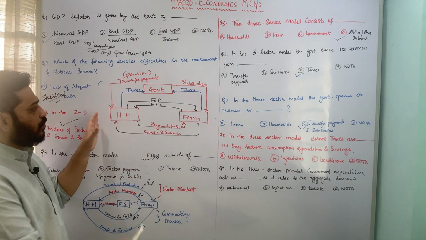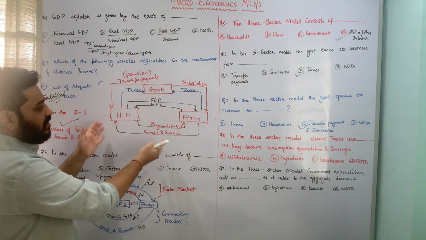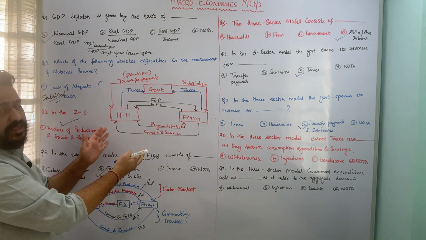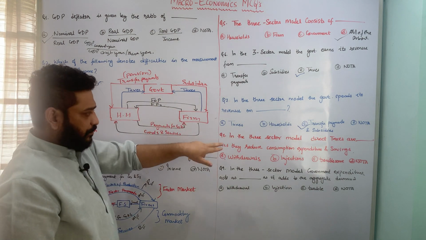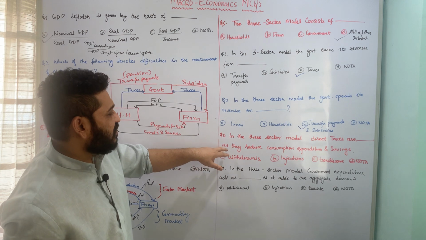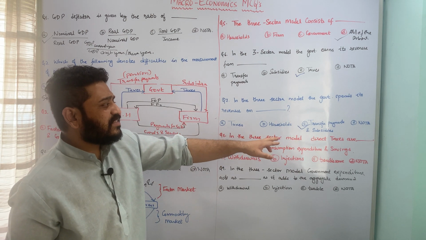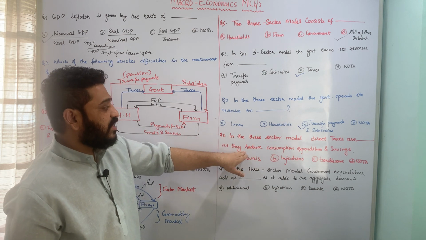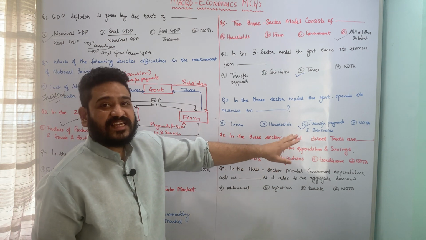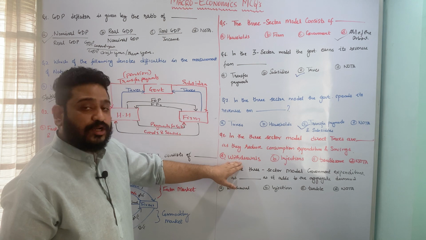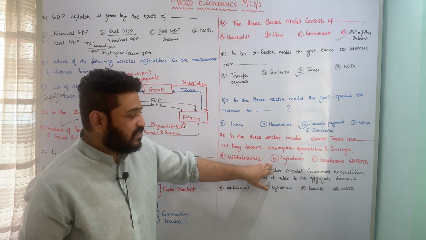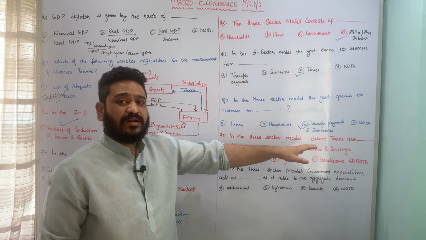I hope you can relate to what I am talking about when we see this happening in the model itself. Yeah, I hope this is clear. Let us now move to the next question, which is in a sense talking about: in the three sector model, direct taxes are dash as they reduce the consumption, expenditure and savings. Direct taxes are either withdrawals, injections, troublesome, or none of the above.